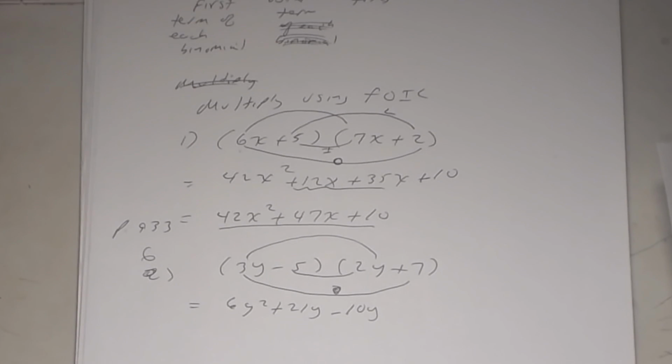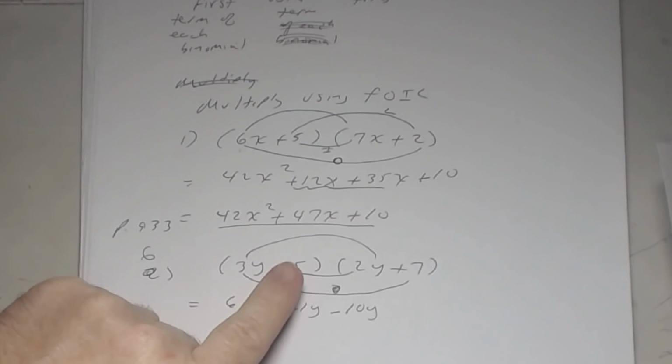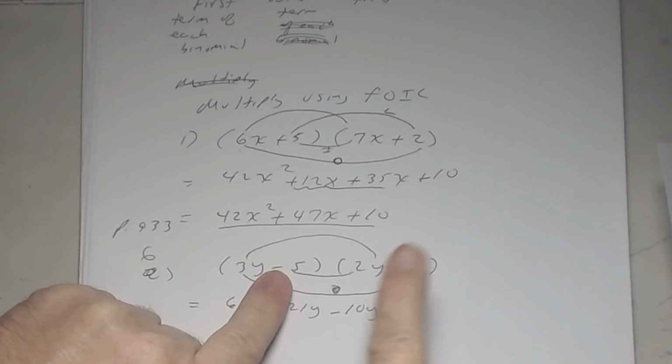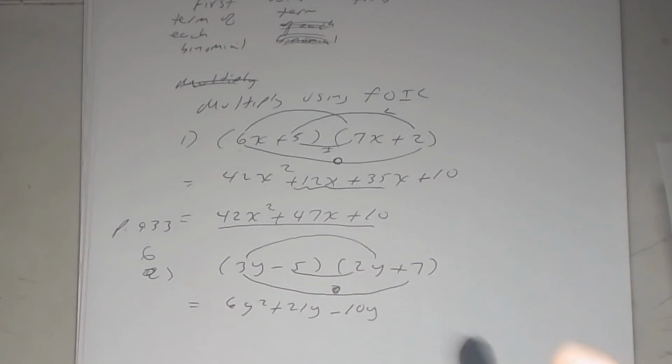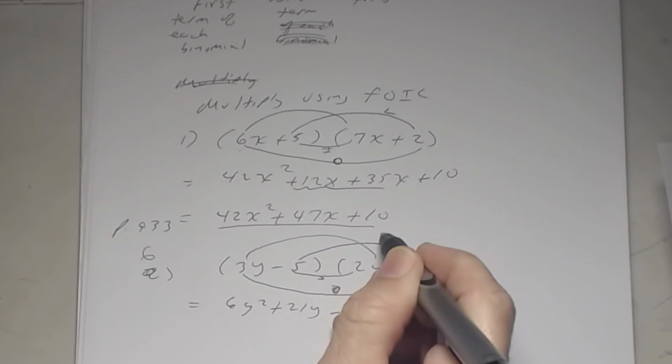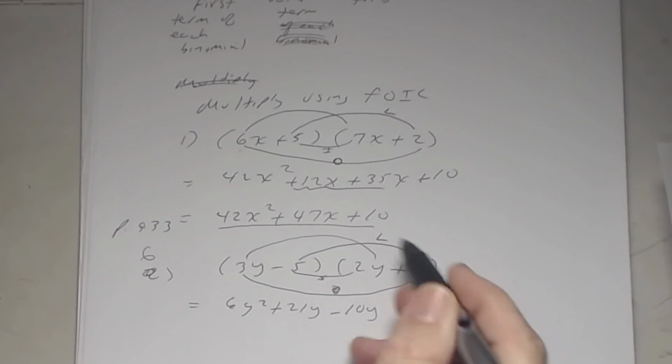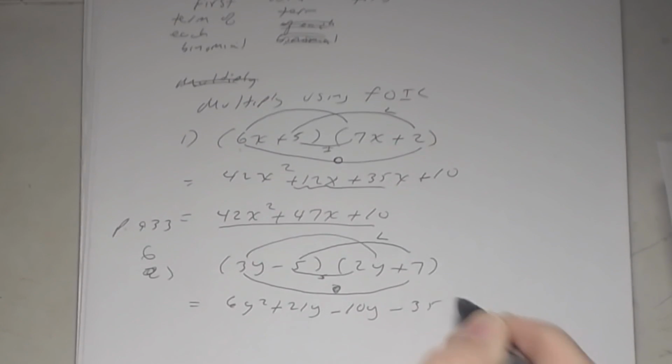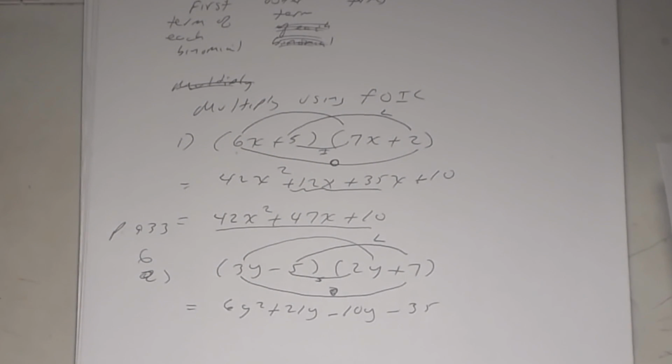All right, and then the last is the last term of each binomial. What's the last term of the first binomial? Negative 5. What's the last term of the second binomial? Positive 7. So this was your inner, and this is your last. What's the negative 5 times a positive 7? All right. So that's your 4 terms, and now the directions.